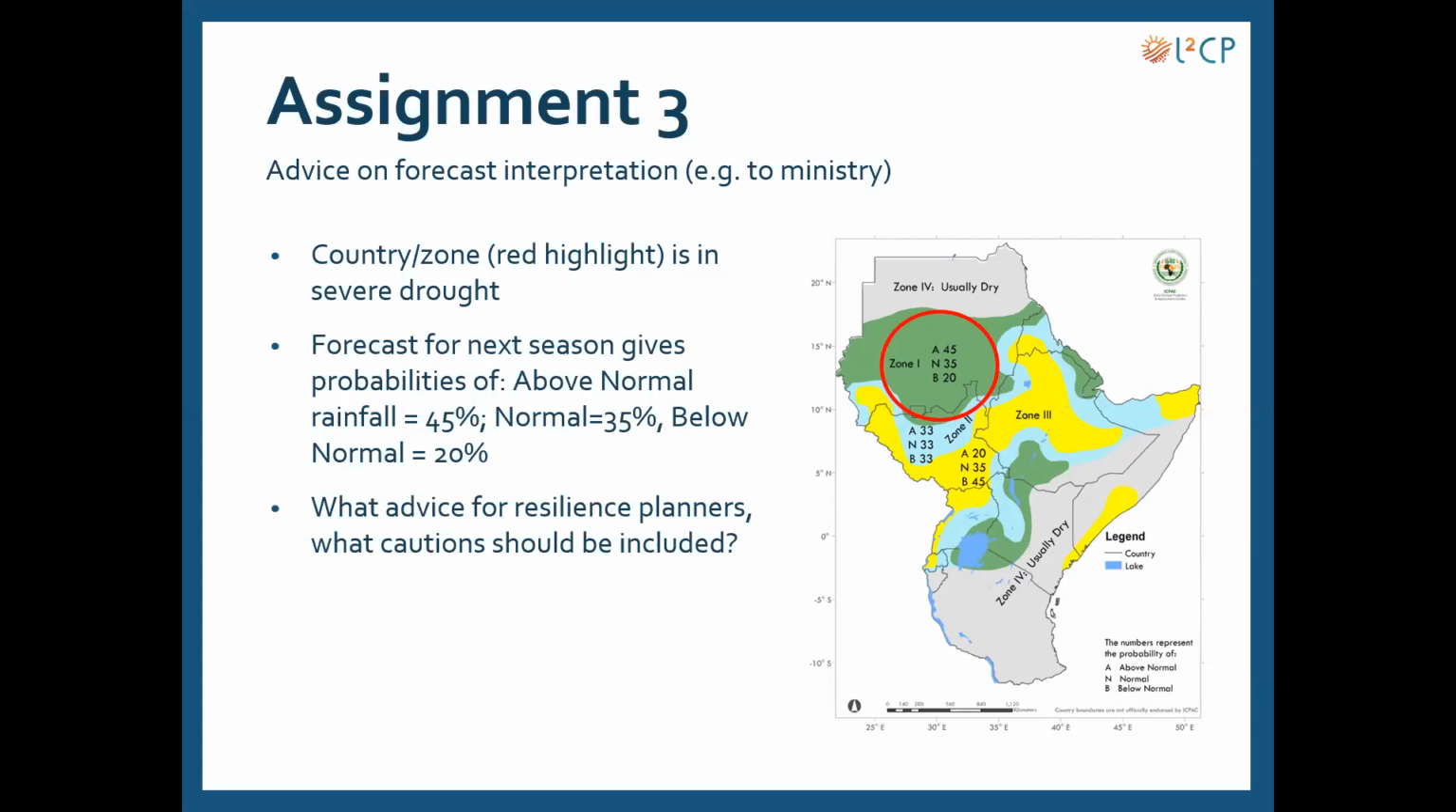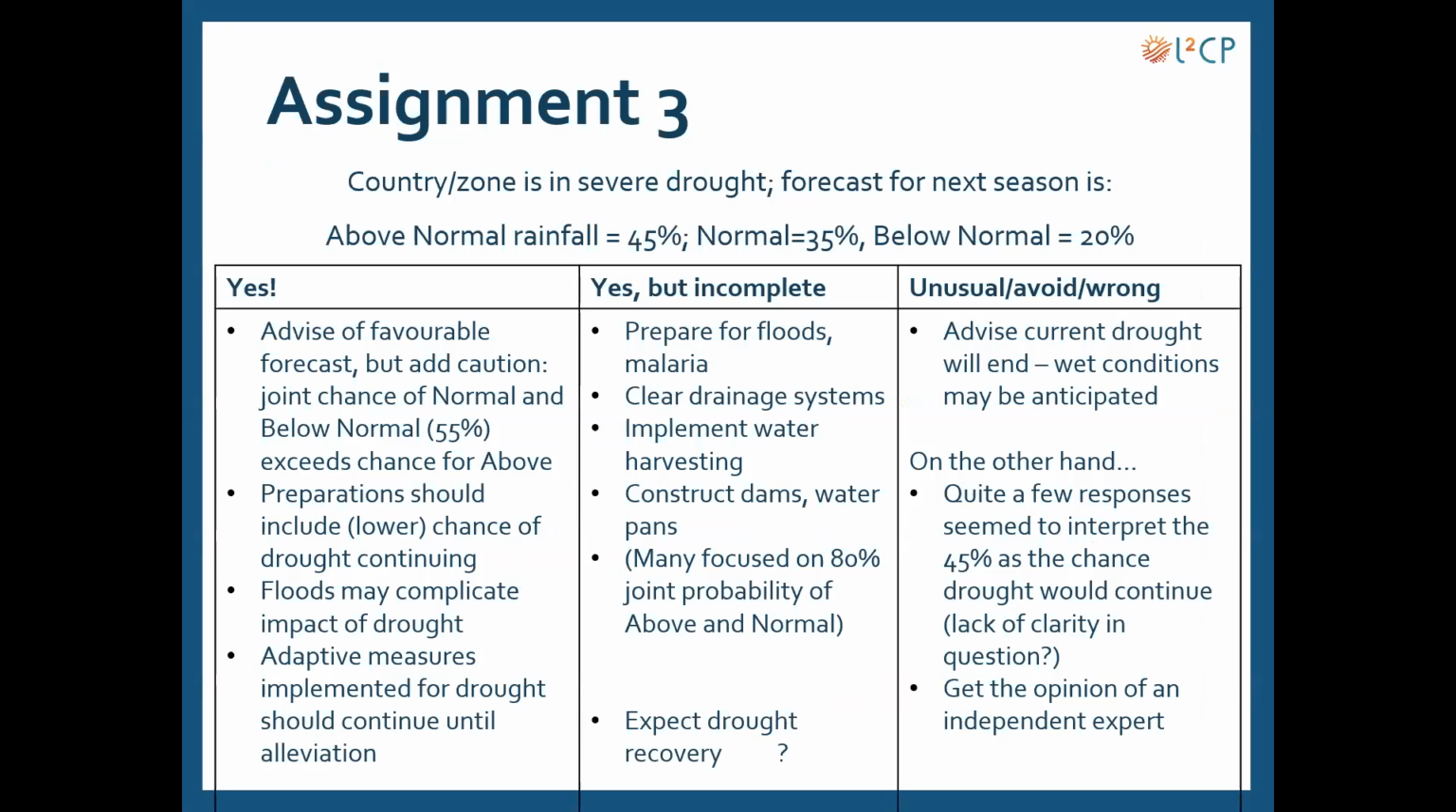Now, of course, the answers to this are very case specific and country specific as well. So I'm not saying that what I'm going to say are right answers, but these are just some thoughts. So looking at the yes column, we can advise of a favorable forecast. These again are taken from responses you made to me, but there is a caution that needs to be added, because the joint chance of normal and below is 55%, which exceeds the chances of above. And of course, there is a high risk if below should happen, and there's a 20% chance that it will happen, because there is already a drought in the country. So maybe because of the circumstances, some extra caution needs to be drawn.